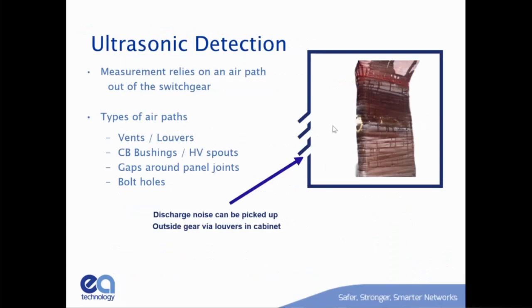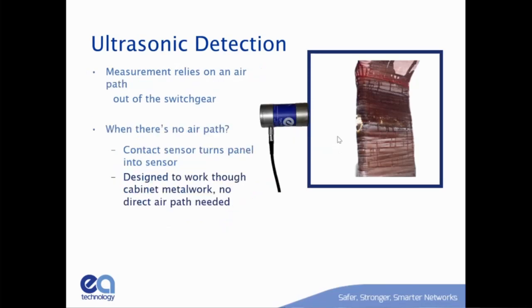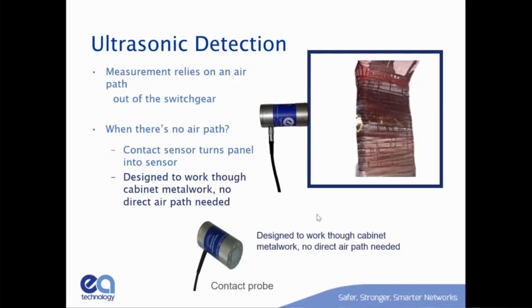So here's an example. If I've got louvers or something, I'm going to try and get that air path from the source to the sensor. If I've got no louvers, I'm going to use this contact sensor, and what it's going to do is turn this entire panel into a sensor. So that's kind of the idea there.